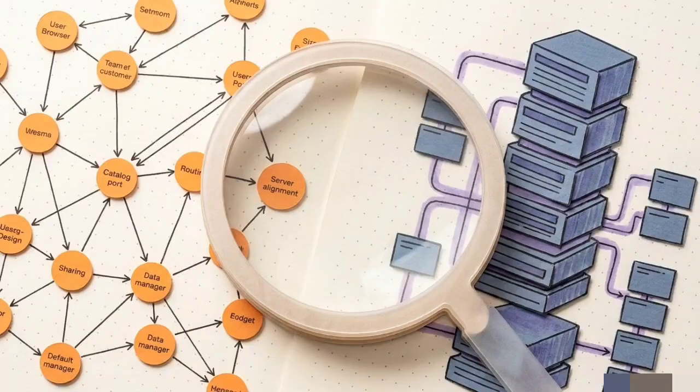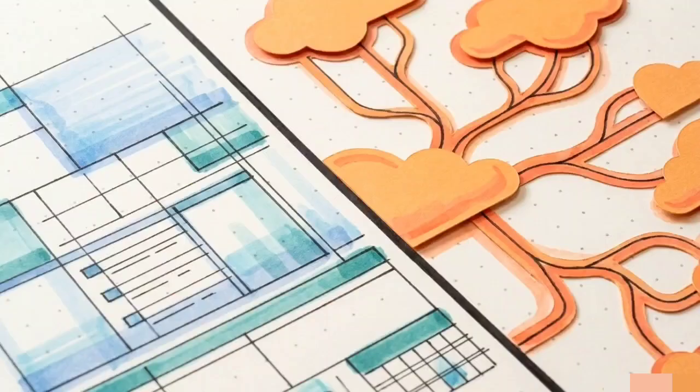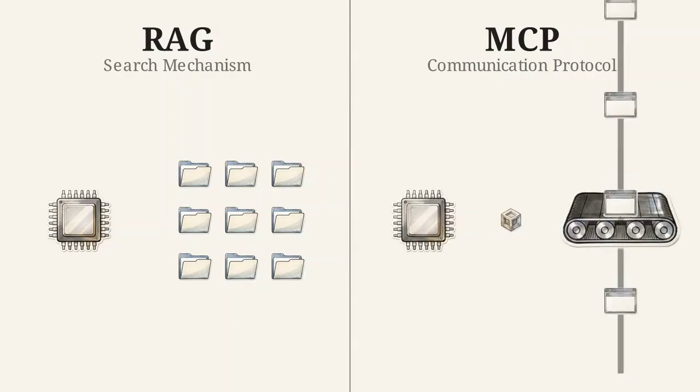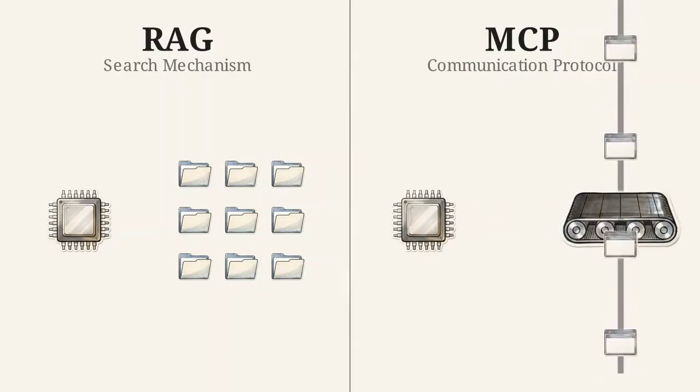As developers map out this architecture, MCP is often confused with RAG, or Retrieval Augmented Generation. They handle completely different parts of the process. RAG is a search mechanism used to find specific information within a document store. MCP is the Universal Communication Protocol, used to fetch or act upon that data in the first place.